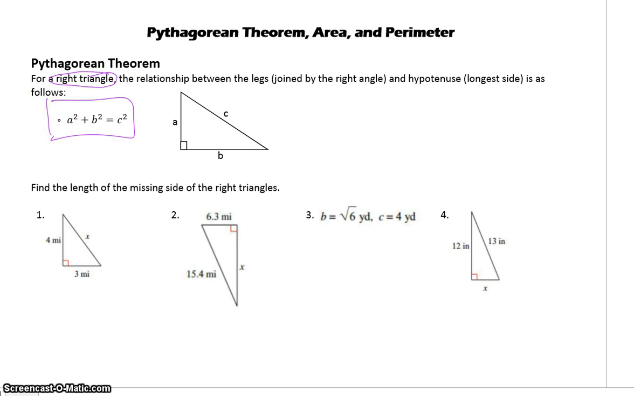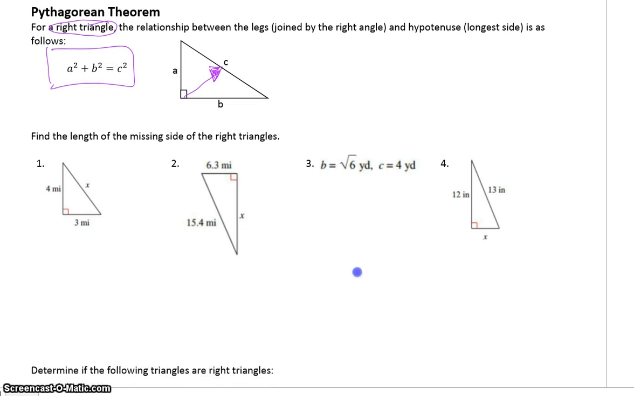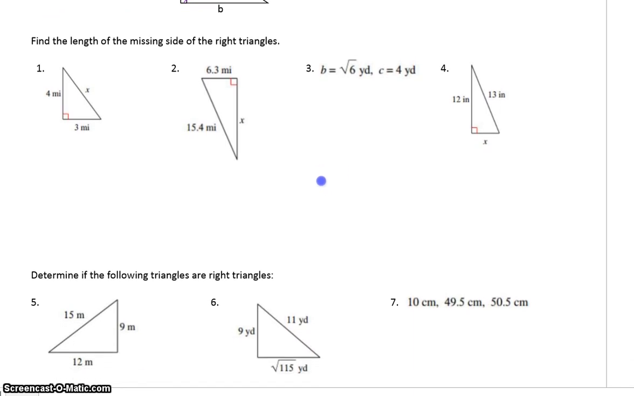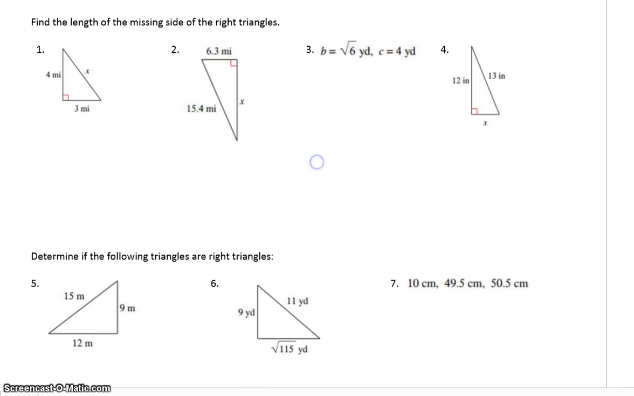The most important thing to remember about this formula is that c is the hypotenuse of the triangle. It is across from the right angle. If you don't have a right angle, you don't use the Pythagorean theorem. We use the Pythagorean theorem in order to find a missing side length. So in number 1, we are finding c.